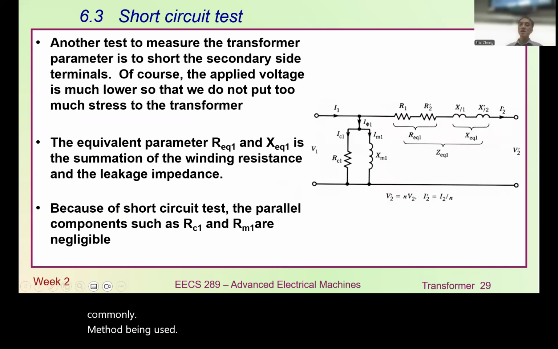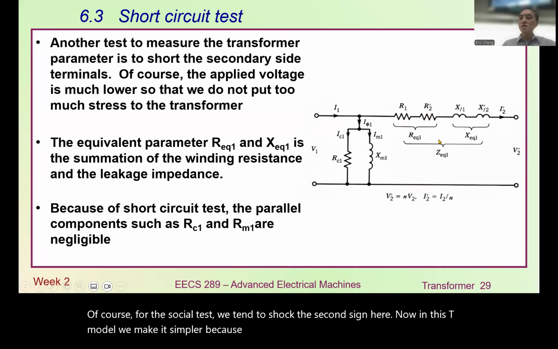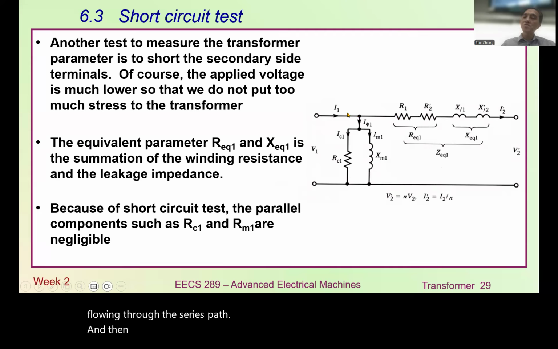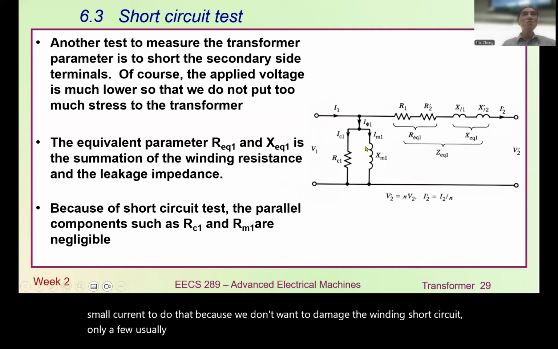Of course, for the short circuit test, we short the secondary side here. In this T model, we make it simpler because under short circuit there is a large current flowing through the series path. In the short circuit test, we usually use a small current, because we don't want to damage the winding. Only a few volts are used, so this tiny voltage will not cause any problem for the magnetizing branch. So I assume the current here will be really, really small.